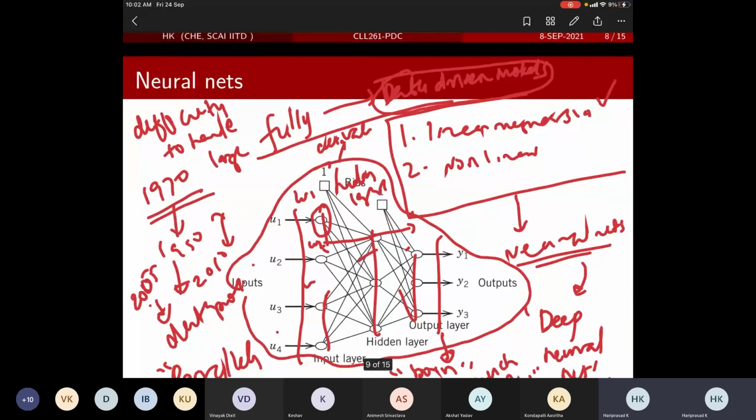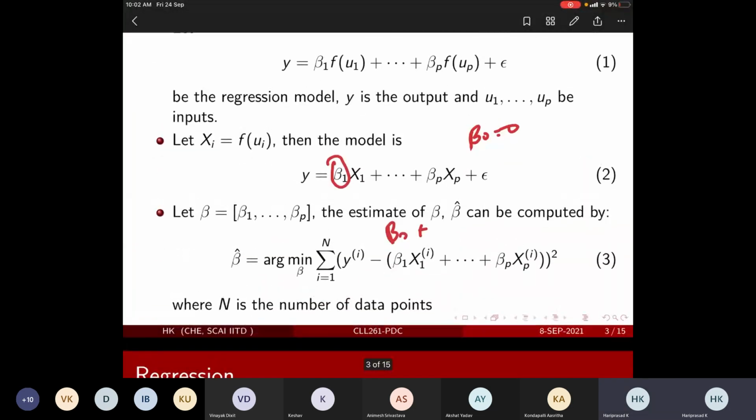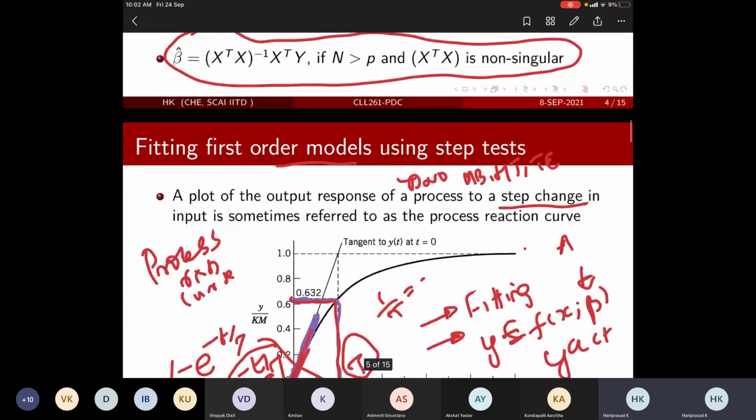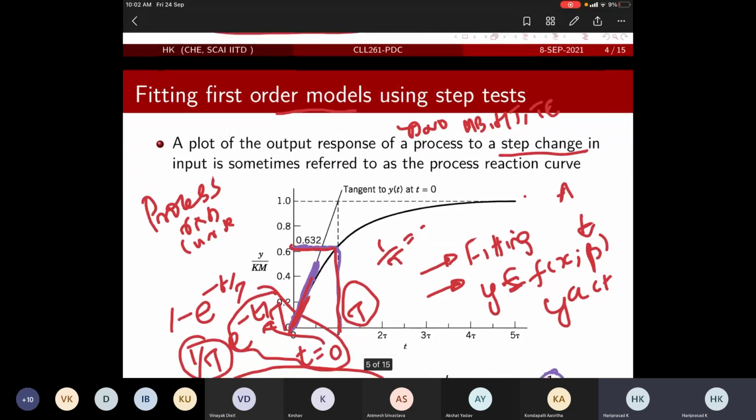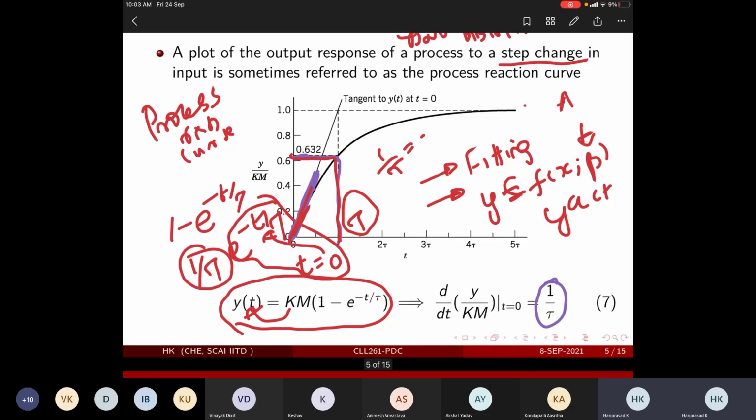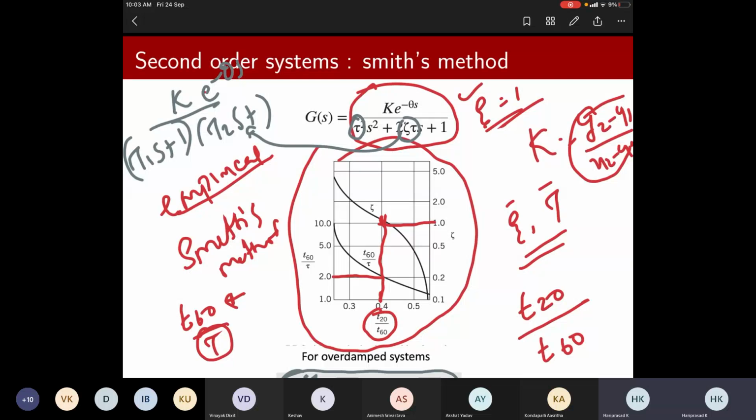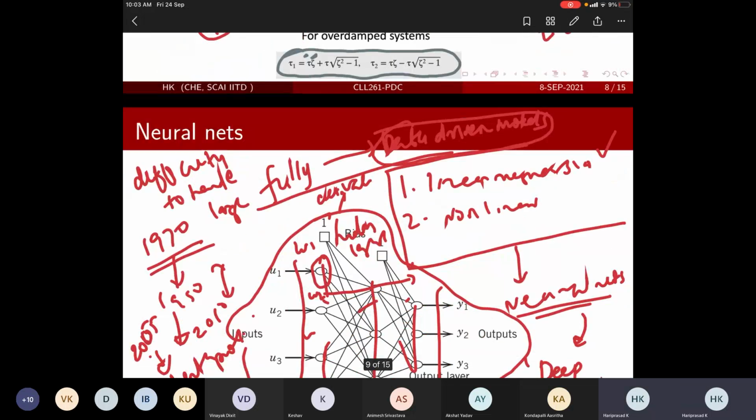So we were trying to see the methods for data-driven model development. And we have seen various methods. For instance, the first one was linear regression, or any sort of regression. Then if you have an empirical model, let's say first order plus time delay, how do you fit it from the data? The first was first order only. Then we have seen what is first order plus time delay. Then we have seen the second order system. Then we have seen the neural net.